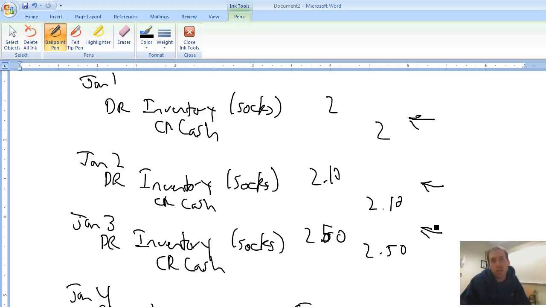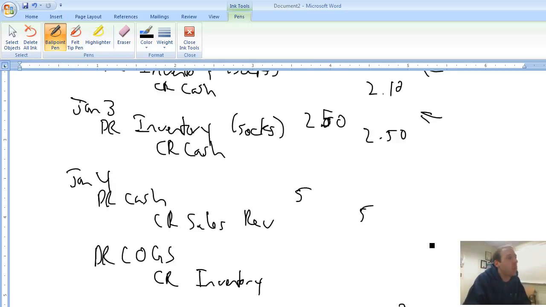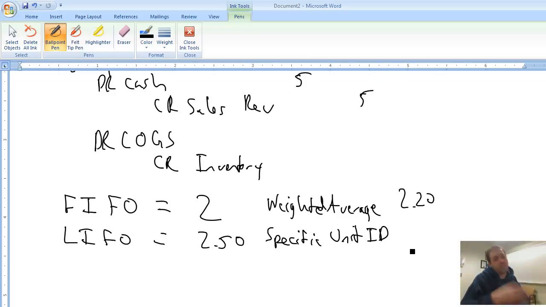Now, specific unit identification is really used for companies that trade on unique products or companies that trade in big ticket items. So if I run an antique store and I have three antique tables, I'm not going to say, oh, let's take the average of the antique tables. No, no, no. I'm going to say which specific antique table sold. Same thing if I own a car dealership, like a Mercedes-Benz dealership. I'm not going to say, oh, what's the average of the Mercedes I sold this month? No, no, no. You're going to look at each Mercedes-Benz separately. You're going to charge cost of goods sold for each one based on some vehicle identification number. You're going to track each one separately. In those cases, use specific unit ID. For companies that sell socks, though, they're much more likely to use FIFO, LIFO, or weighted average.